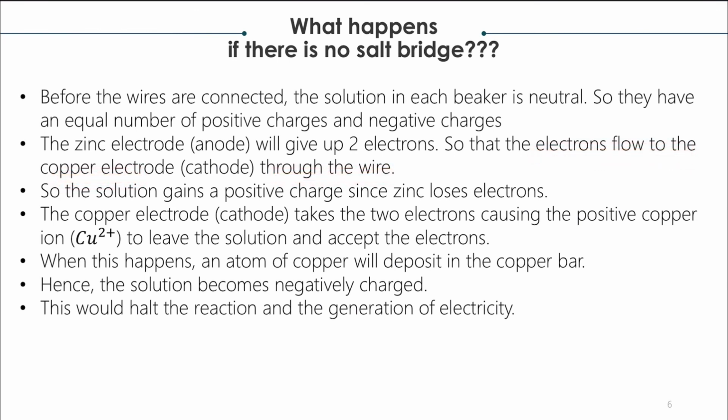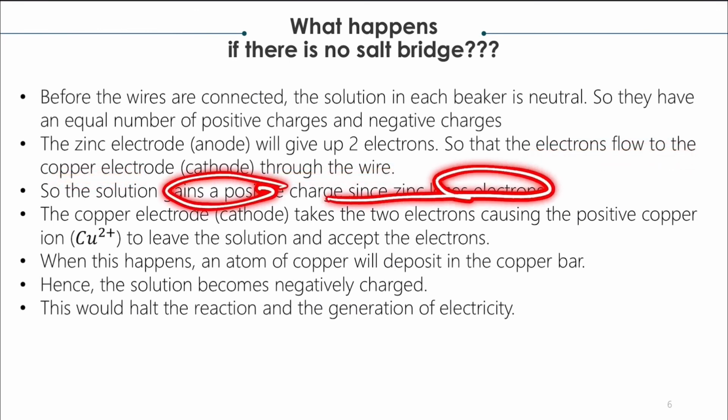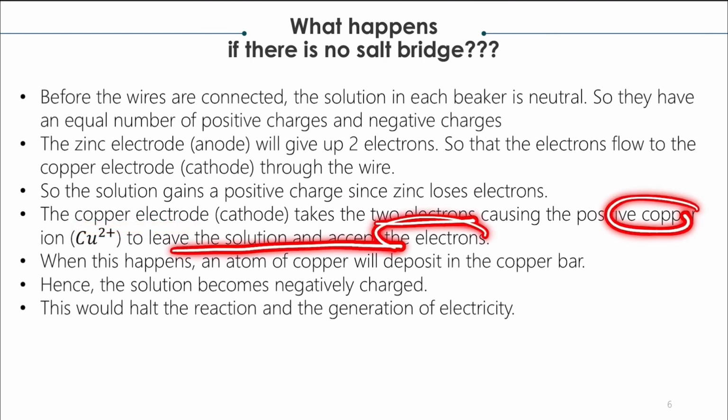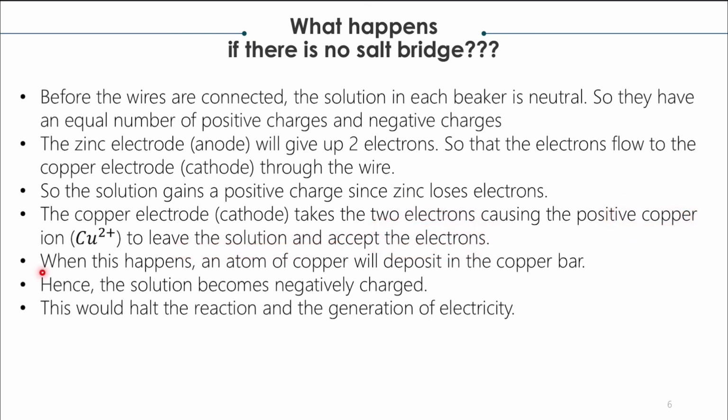Therefore, the solution gains a positive charge since zinc loses electrons. While at the copper electrode, it will take 2 electrons, causing the positive copper ions to leave the solution and accept the electrons. When this happens, an atom of copper will be deposited in the copper bath. Hence, the solution becomes negatively charged. This would halt the reaction and the generation of electricity.